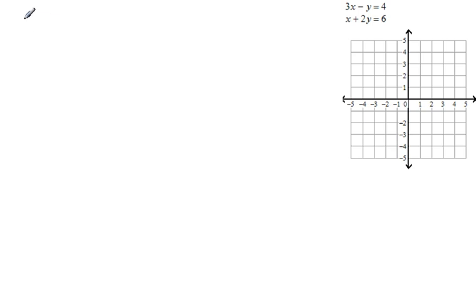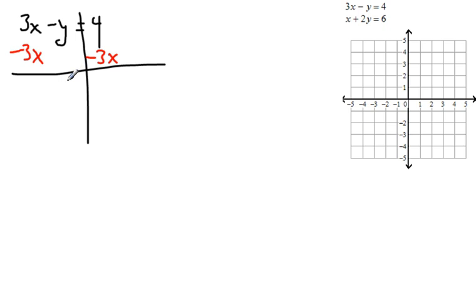Let's take a look. First, we've got 3x minus y is equal to 4. We want to isolate y all by itself, so we start doing the opposite here. Minus 3x to both sides. We're left with negative y is equal to negative 3x plus 4.